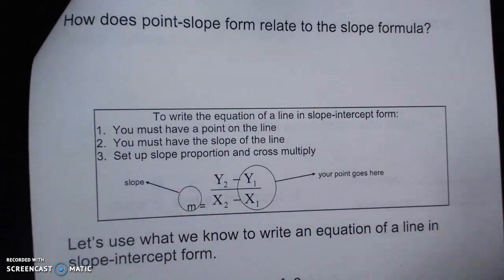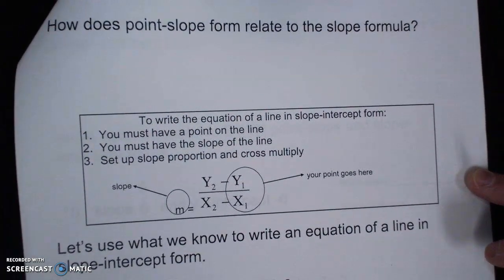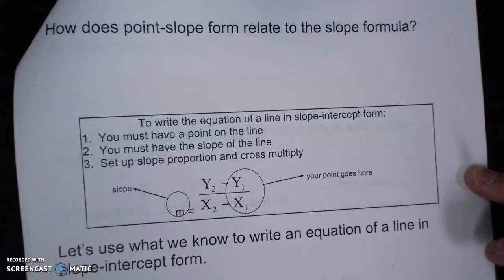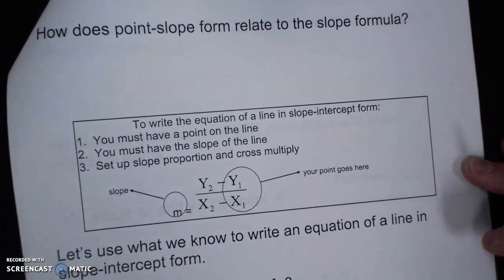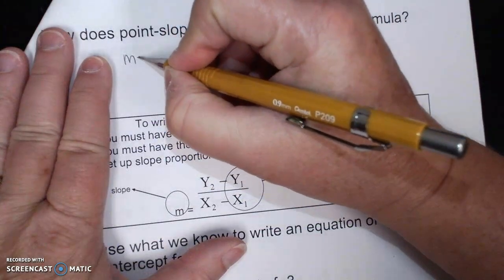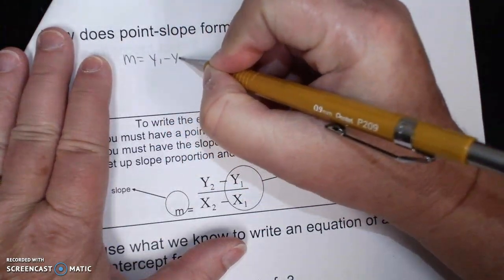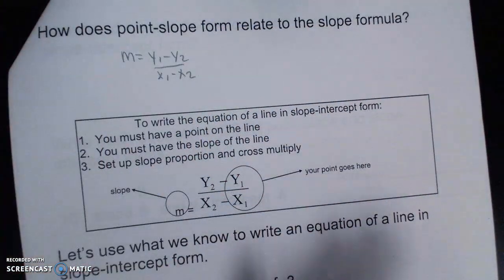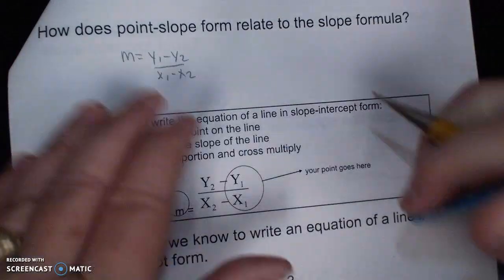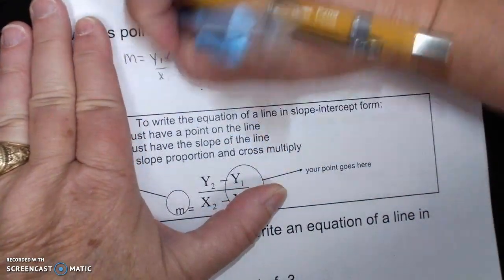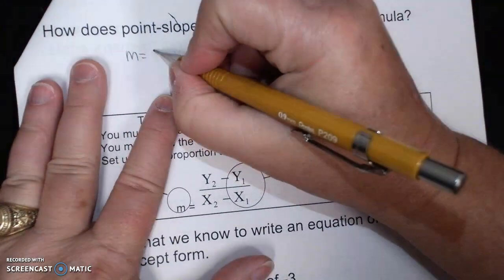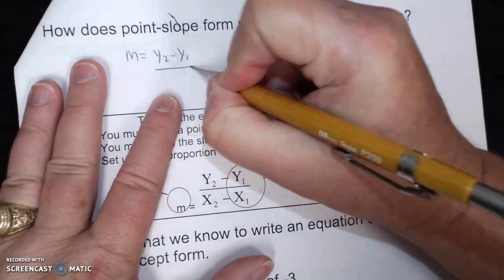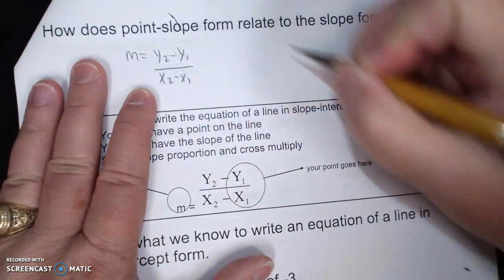This is page 3 of 6-1, writing equations of lines. And the question is going to be, how does point slope form relate to slope formula? So you remember that the slope formula is y1 minus y2 over x1 minus x2, either way. Most of you do it the other way. Let's do it the other way for you guys that memorized it the other way: y2 minus y1 over x2 minus x1.